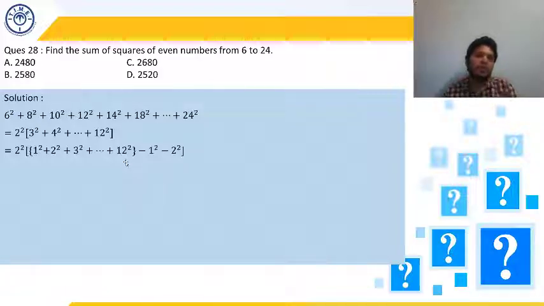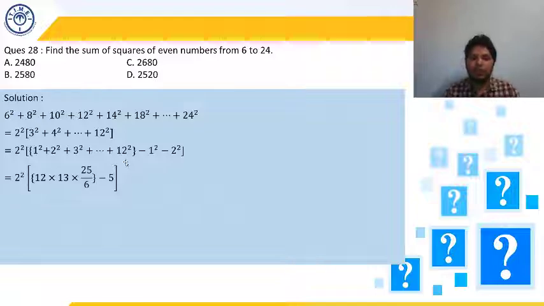1 square plus 2 square plus 3 square and so on up till 12 square, minus 1 square minus 2 square. Now we know the formula to calculate the squares of first n natural numbers. What is the formula? n into n plus 1 into 2n plus 1 divided by 6. So it is going to be 2 square into 1 square plus 2 square up till 12 square.